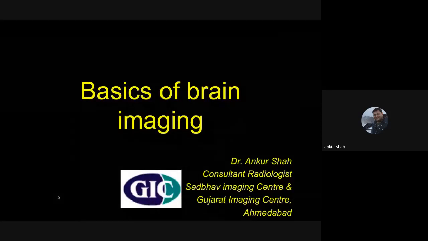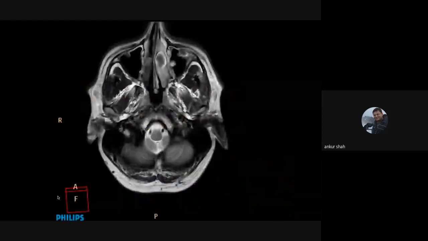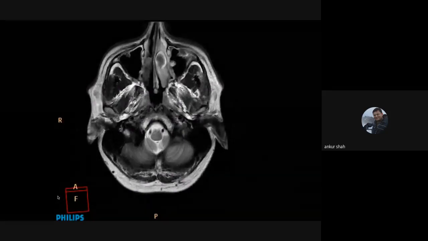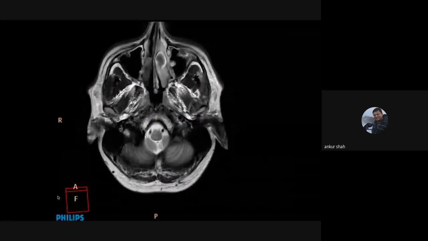Brain imaging is to understand anatomy. So if you understand how different structures look on MRI and CT scan, then it becomes easier for you to detect pathology. And learning anatomy is not a one-day job. You have to keep looking at the MRI film, CT scan films repeatedly over the period of time.